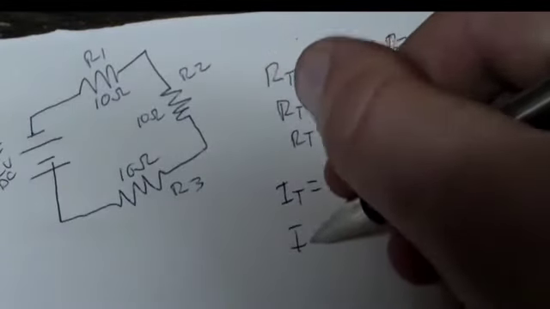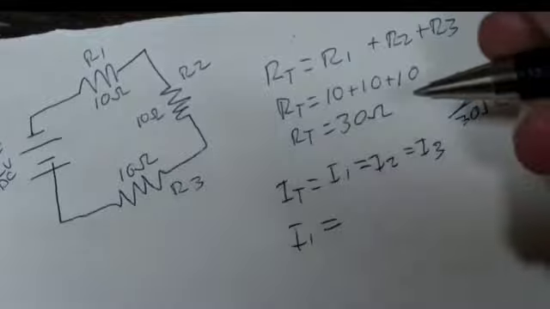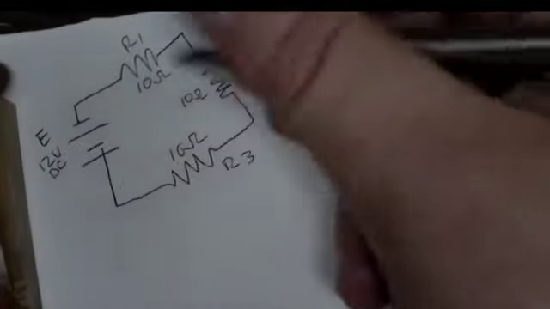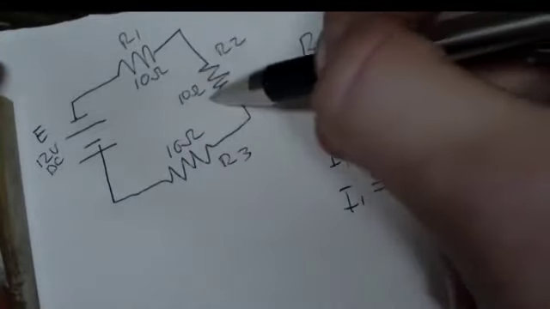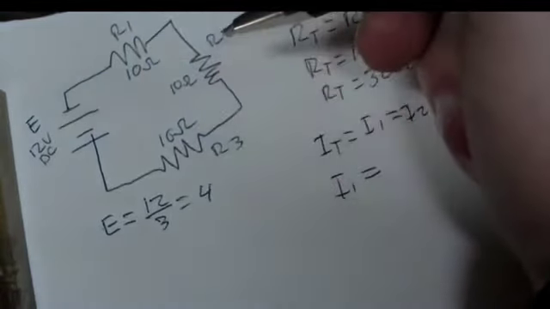So I1 equals, okay, first of all, you got to find your voltages. Now, since you know there's three, and when all three resistors are the same, you can do it the easy way. Just say E equals 12 divided by your three resistors, which equals 4. So you'll have 4 volts across each resistor.